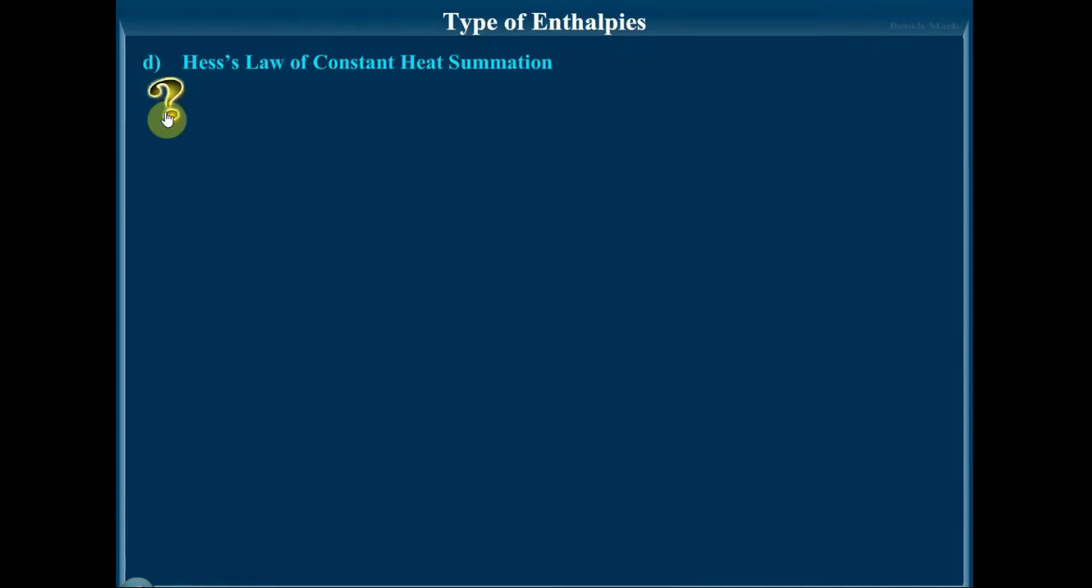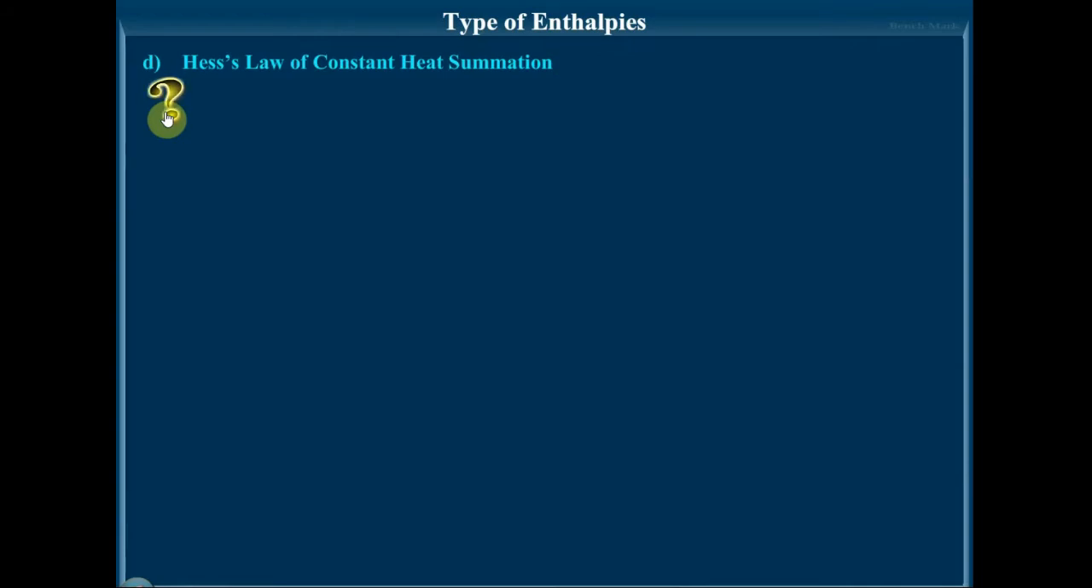That is, the enthalpy change in a chemical reaction is the same whether it occurs in one step or more than one step. So it will be clear when I take an example. So the standard enthalpy of a reaction is the algebraic sum of the standard enthalpies of the intermediate reactions into which the overall reaction may be divided at the same temperature. This is the statement of Hess's law. That is, if a reaction can be divided into many steps, then the net equation would be equal to the sum of the enthalpies of the intermediate reactions.